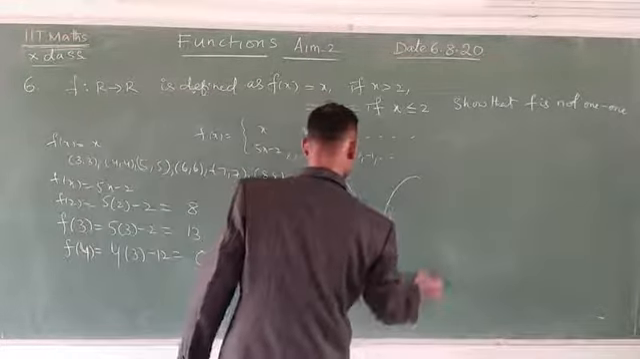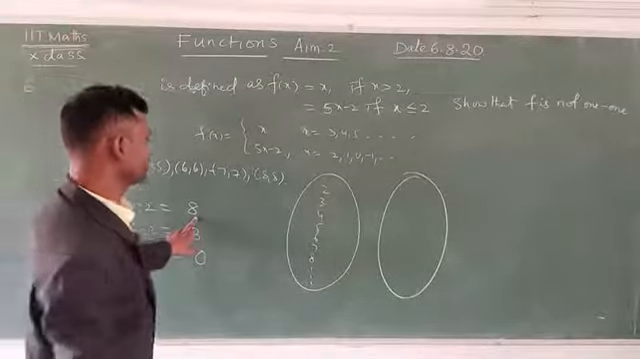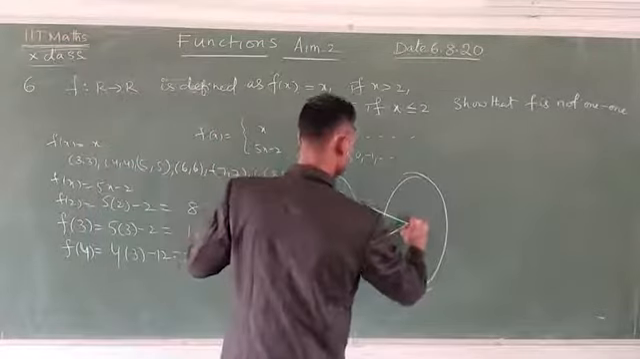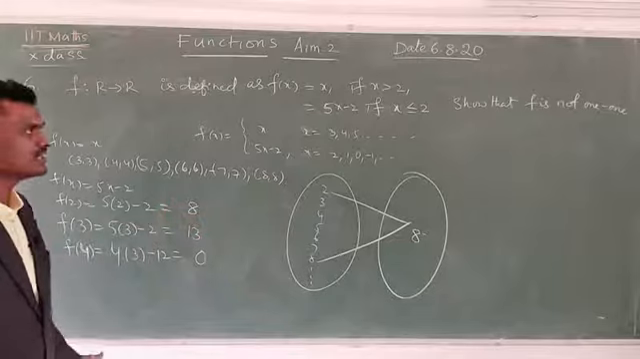Now here the codomain you can take. Listen, 2 is mapping to 8. Next here 8 also is mapping to 8. See here 2 elements having the same image in the codomain. That's why the given function is not a one-one function.